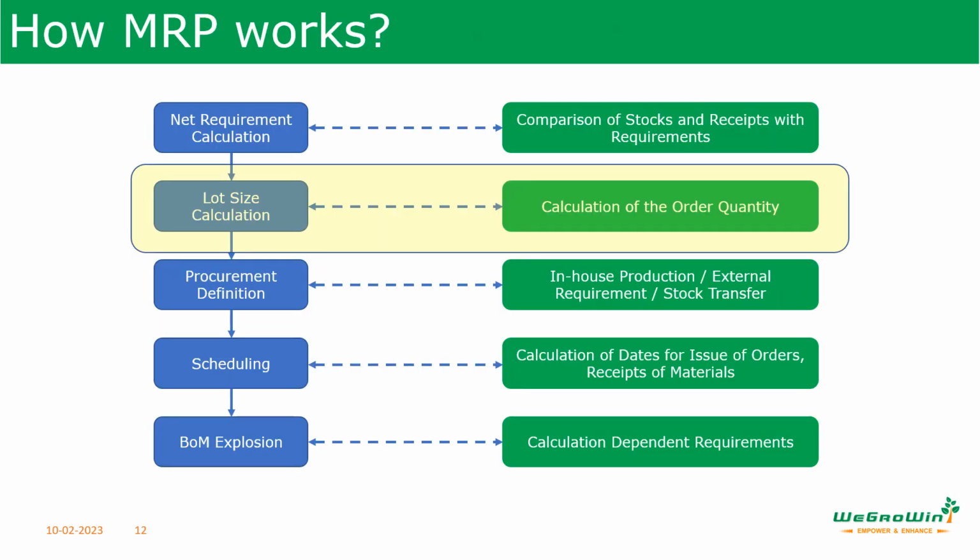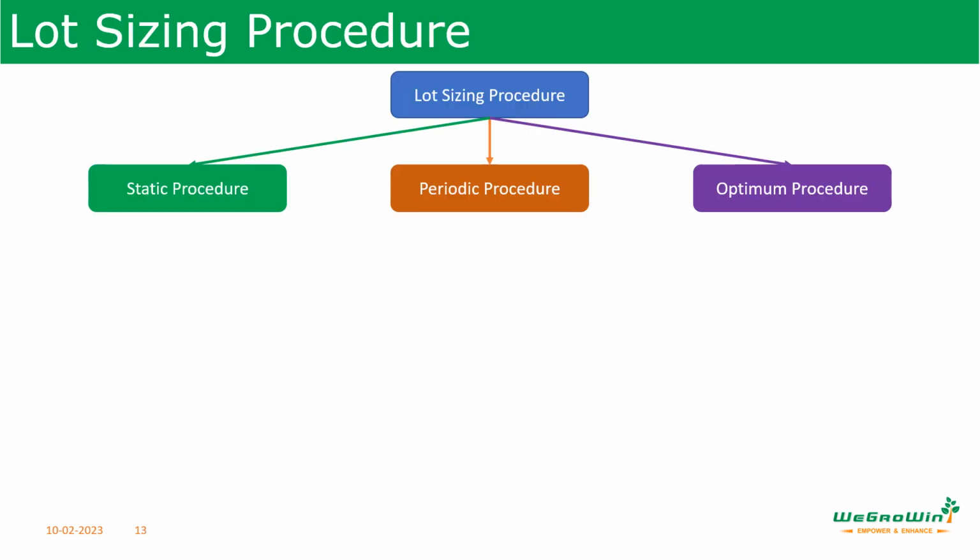So as we discussed just now, the lot size determination is very important. Let us discuss how the lot sizes determine the procurement quantity. There are three major types of lot sizing procedure. One is the static procedure, another is the periodic procedure, and another is called the optimum procedure.